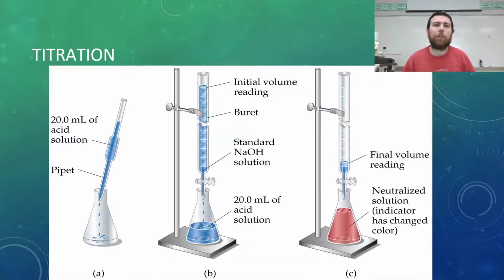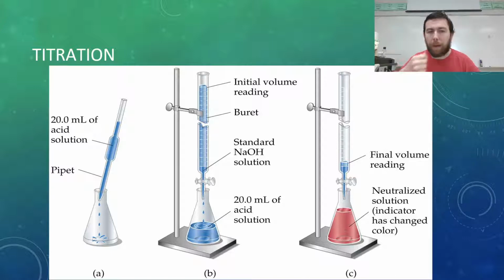So, titration. What you're going to see here is the traditional setup that you would have in order to do a titration. These are the pieces of glassware and the techniques that you would have to consider as you're going through this. In a titration, you're going to take some amount of a solution. In this case, it's an acid solution that we don't know the concentration of. We'll say it's an unknown concentration of acid solution. So we've got a set volume, in this case 20 milliliters of acid solution.